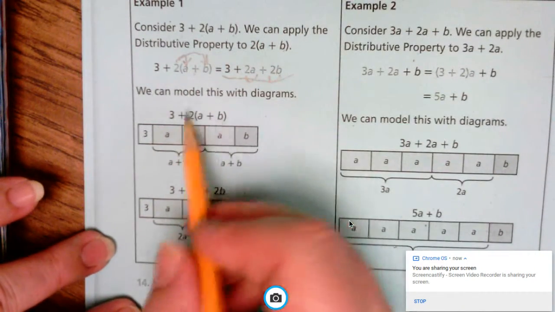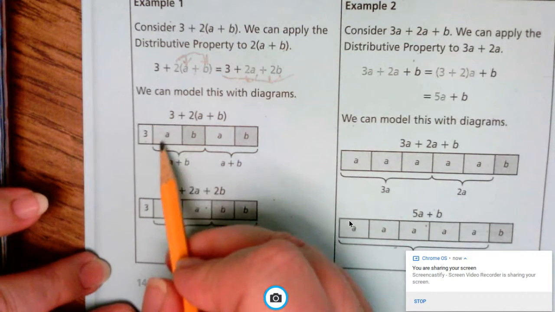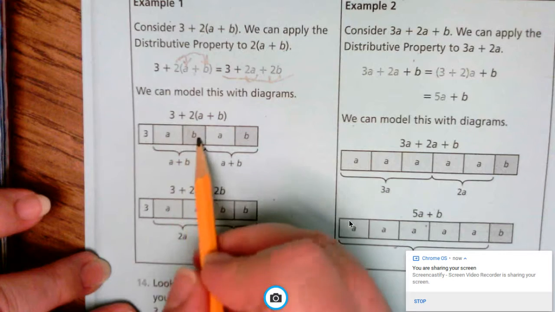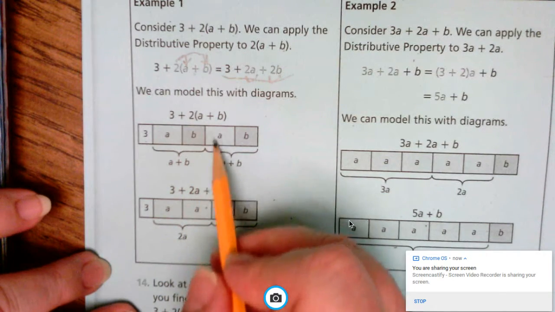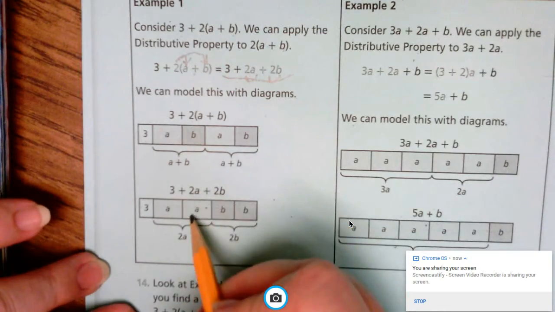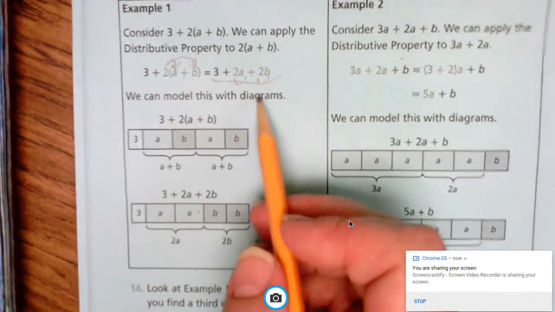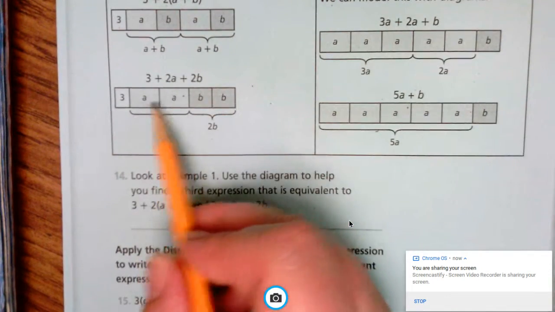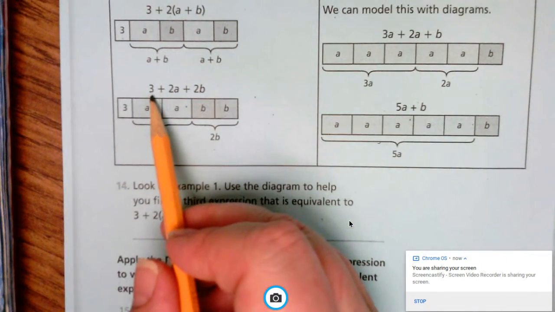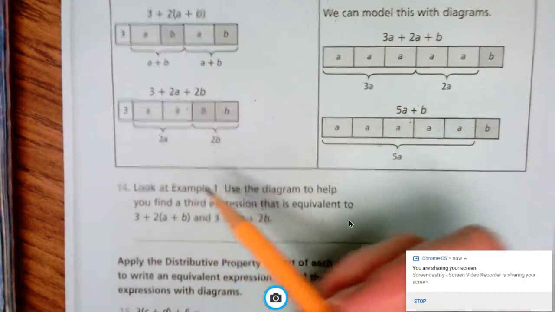When it's in this form, if you were to draw it, you'd have a 3 here, and that would be added to an a and a b, and another a and a b, 2 sets of those. So what we're doing is when we regroup or reorder, we can move the a's together and the b's together. So now it's 3 plus 2 of a plus 2 of b.